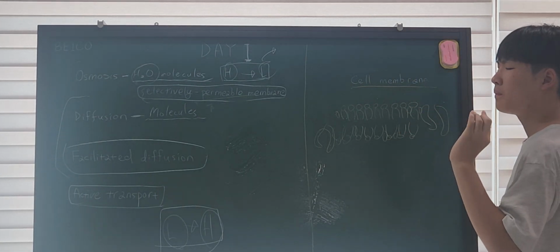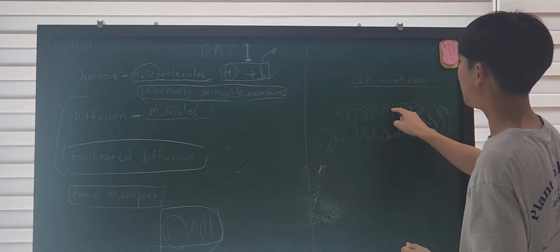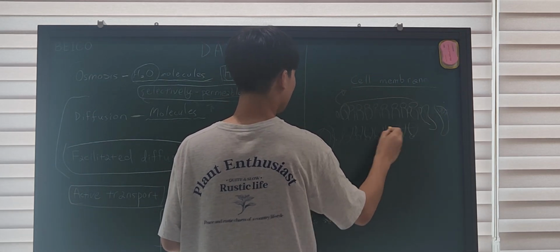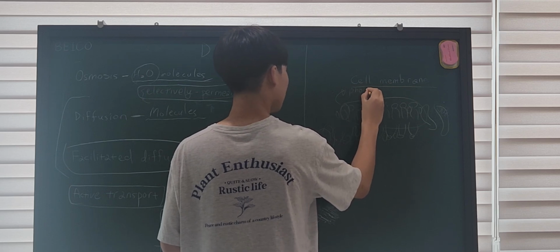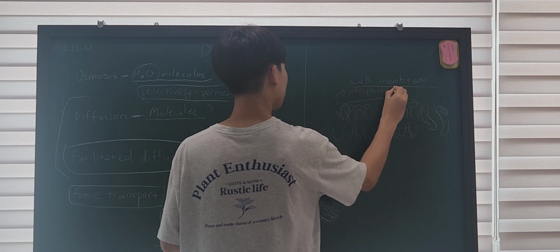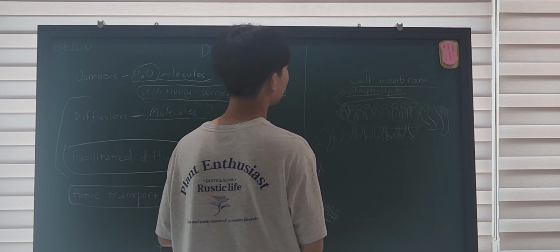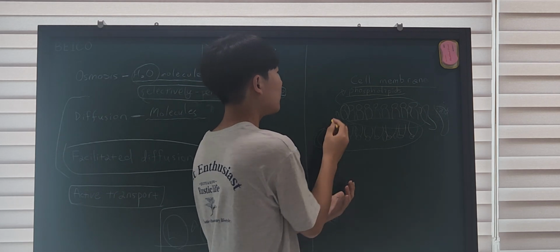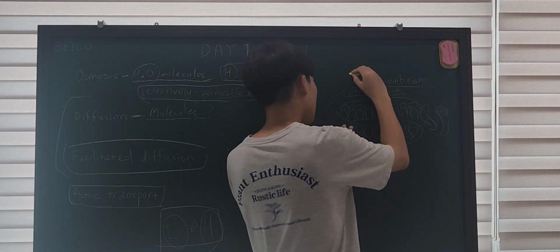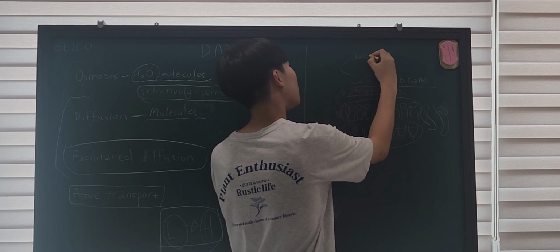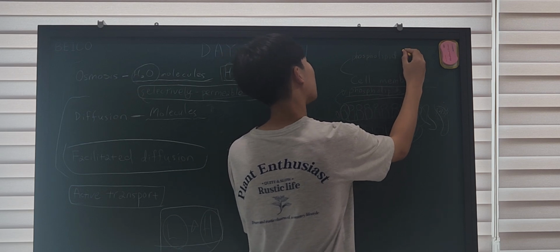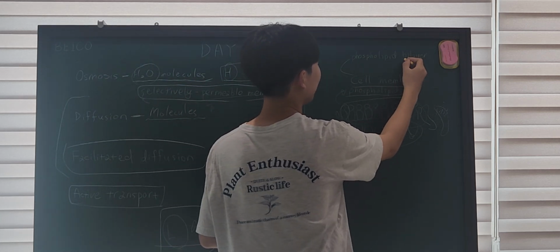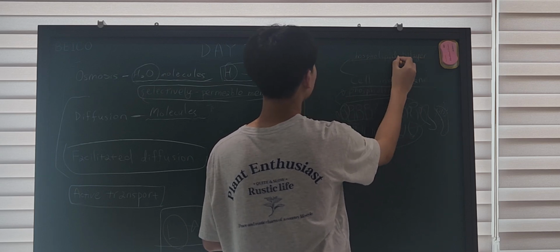If you look from the outside, it has some little figures right here, right? These are called phospholipids. And as the cell membrane usually consists of these two layers of phospholipids, you can call this cell membrane structure the phospholipid bilayer. Bi means two and layer means layer, and there are two layers of phospholipids.